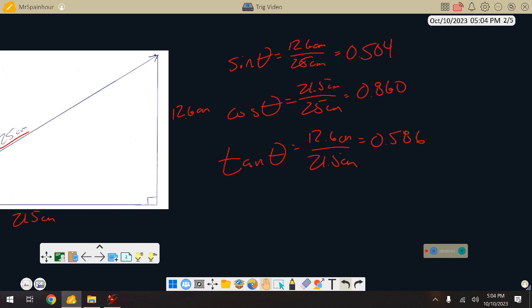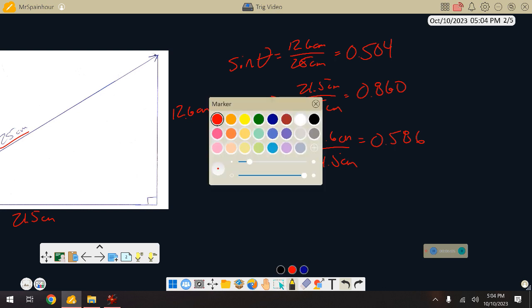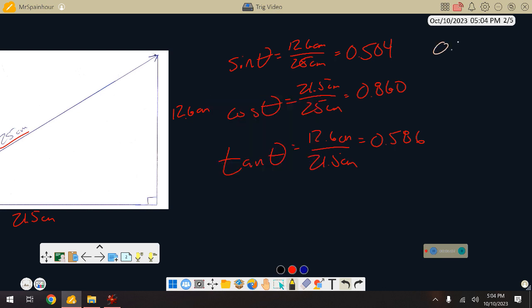But the actual number on here is, switching colors here real quick, 0.500. This one is 0.866, and this one is actually 0.577. This first one was off by 0.8%. The second one was off by 0.6, and the last one was off by 1.6.